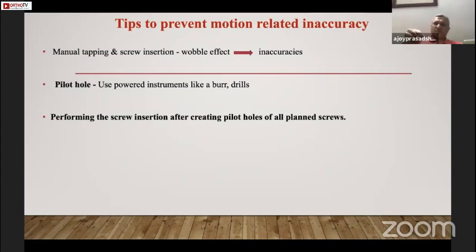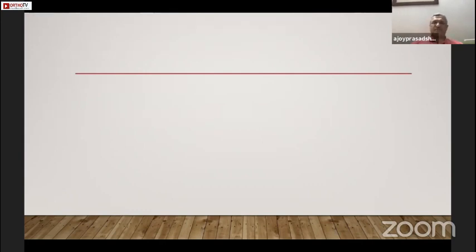And what we usually do nowadays to prevent the inaccuracy, especially for those screws which are near the fixation of the mirror, is we create the pilot holes, and we plan to put the screws only at the later part of the surgery so that the screw insertion will not cause any inaccuracy in the other areas where you are planning your screws.